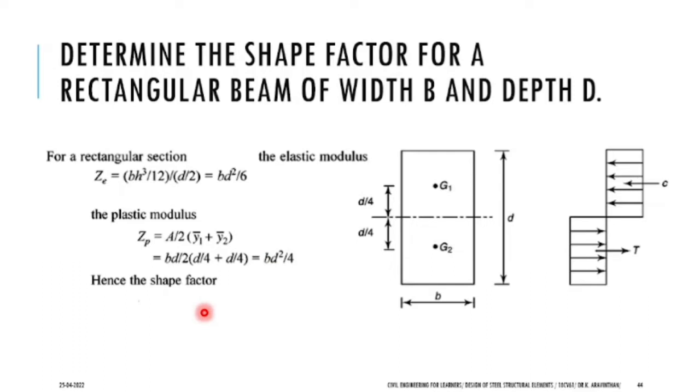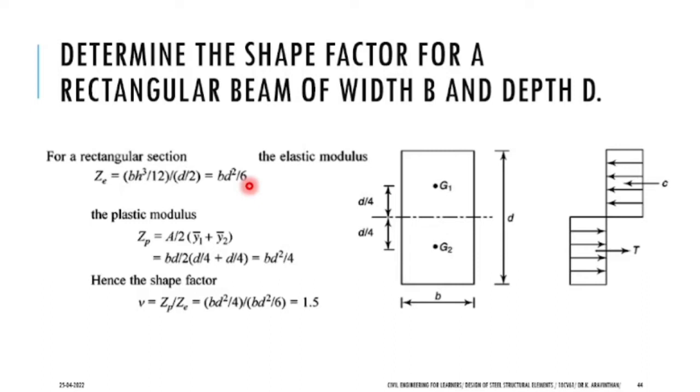Now you can find the shape factor. What is the shape factor? If you divide Zp by Ze, you will get the answer. b d square by 4 divided by b d square by 6. You will get 1.5 as the answer. So the shape factor for a rectangle is 1.5.